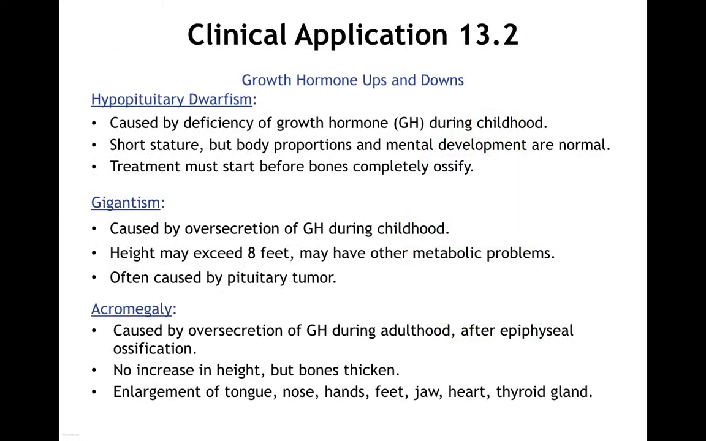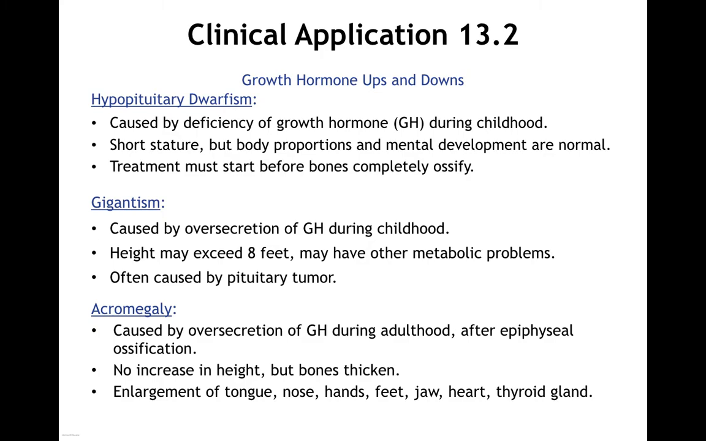Growth hormone, ups and downs. Hypopituitary dwarfism is caused by a deficiency of growth hormone during childhood. Short stature, but body proportions and mental development are normal. Treatment has to start before the bones completely ossify, with exogenous growth hormone. Gigantism is caused by the oversecretion of growth hormone during childhood. Height can exceed 8 feet, and there may be other metabolic problems associated with that. It's often caused by a pituitary tumor.